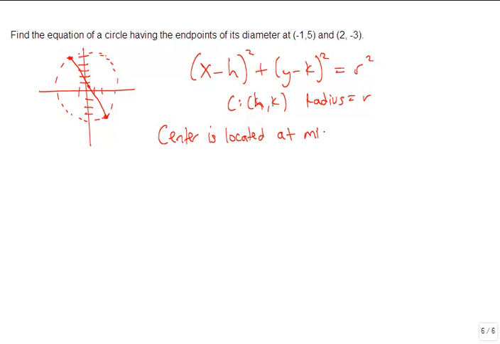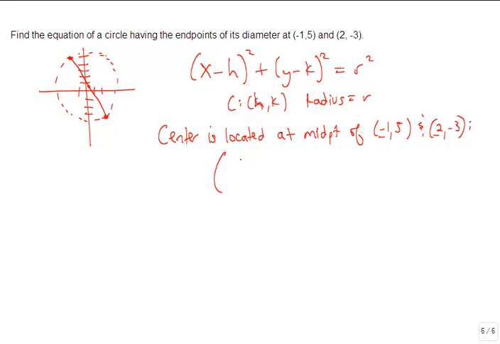So it's at the midpoint of negative 1, 5 and 2, negative 3. So then the next question is, well, how do you find a midpoint? Well, a midpoint is just like an average. That's exactly what a midpoint is. So to find a midpoint, you take the two x values and you find their average. So the x values are negative 1 and 2.